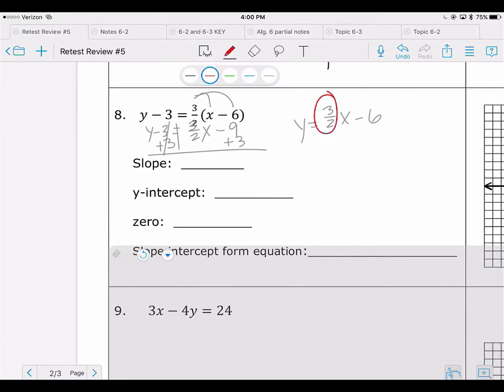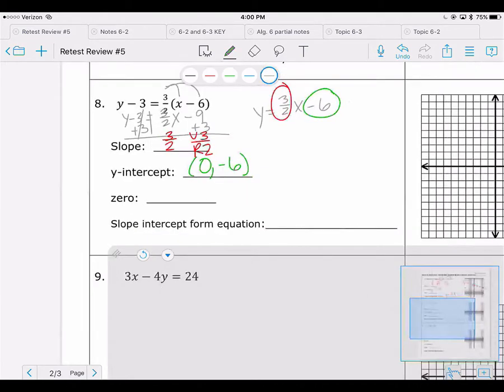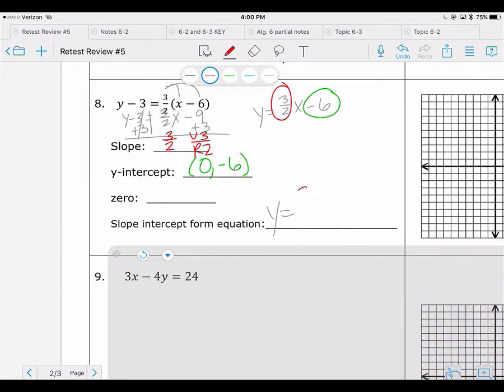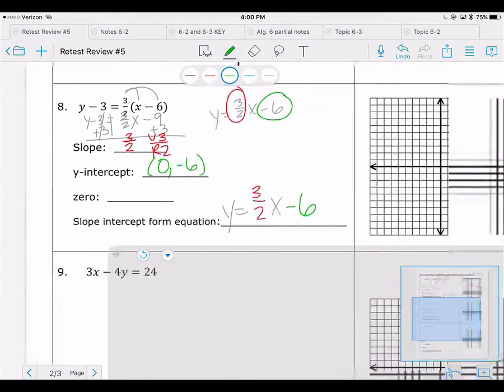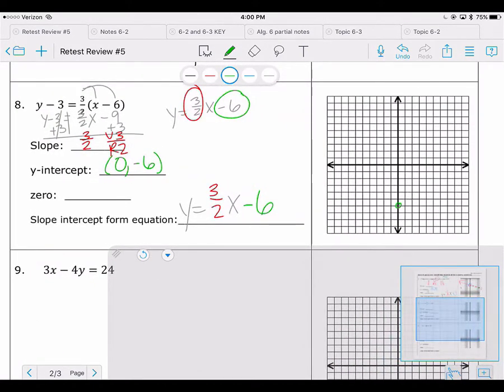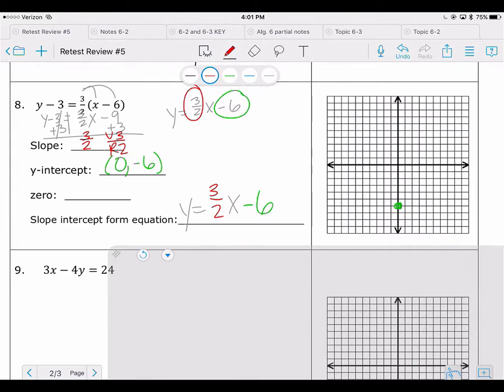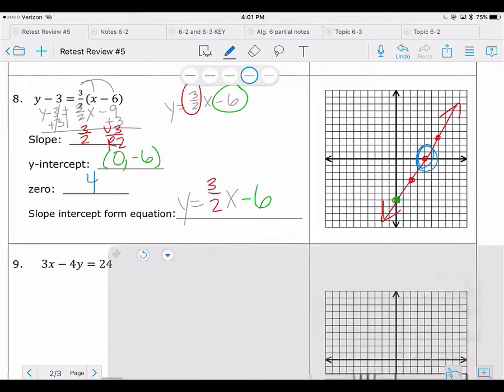So my slope is 3/2, which is positive, so I will go up and to the right. My y-intercept is (0, negative 6). My slope-intercept form we already found when we solved for y. And then I will plot this to be able to find the zero. So I start down at negative 6, and I go up 3, right 2, up 3, right 2, up 3, right 2. I can identify that my zero is at a positive 4.